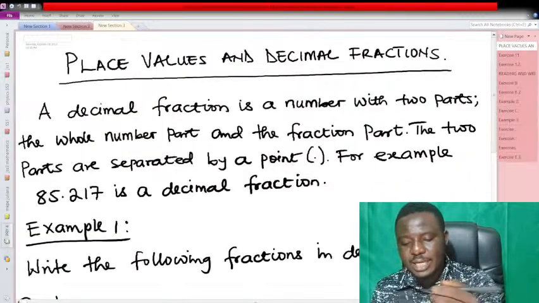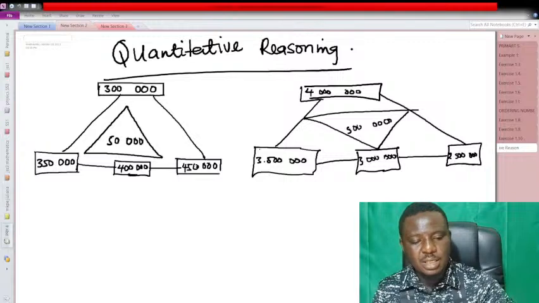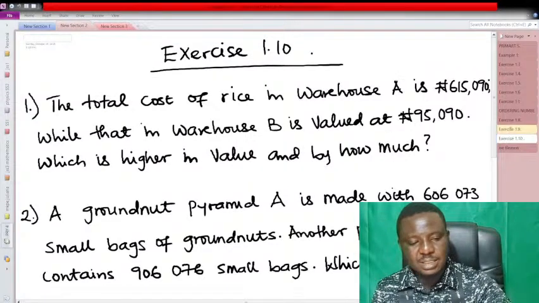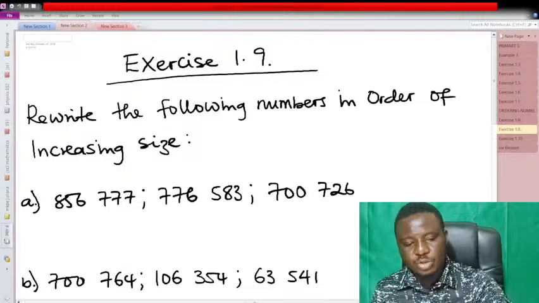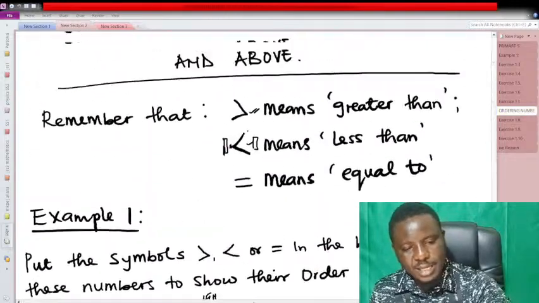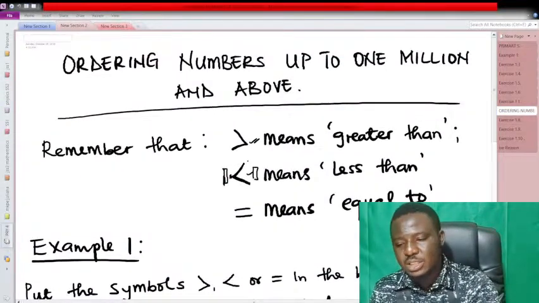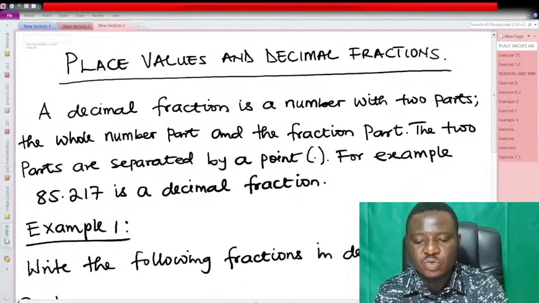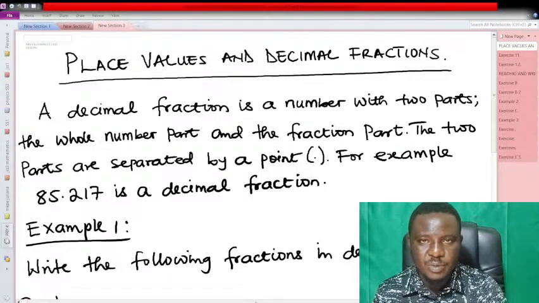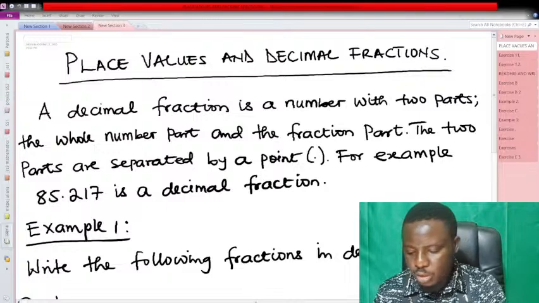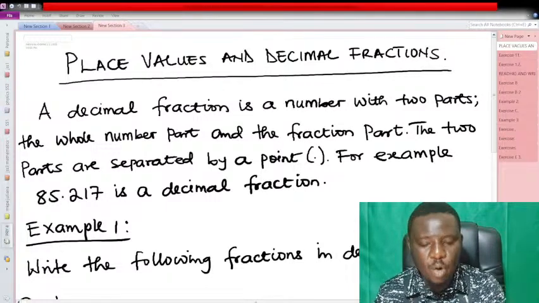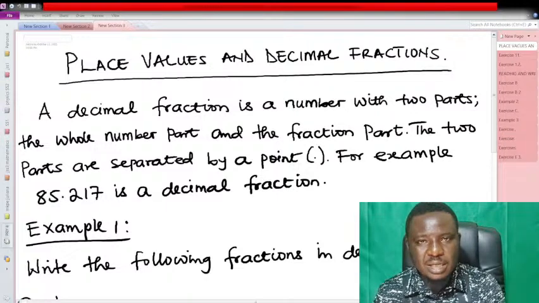So, like I was saying, we looked at numbers at the last class, and ordering of numbers was the last topic for the day last week. So in today's class, we shall be looking at place values and decimal fractions. I said that a decimal fraction is a number with two parts, the whole number part and the fractional part. The two parts are separated by a point, and we call that the decimal point.